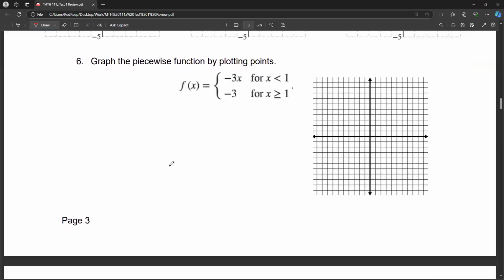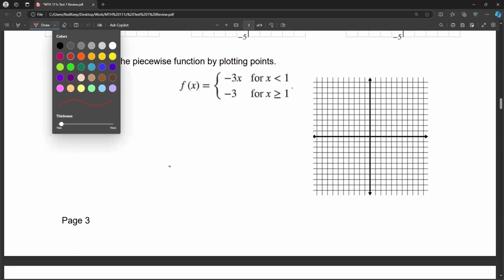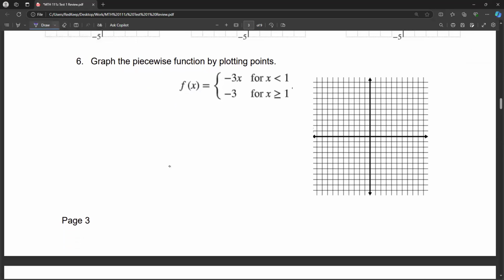Okay, so question 6 asks us to graph the piecewise function by plotting points. Okay, let me go ahead and switch my color of my ink here. So this kind of feels familiar, right, to I think a question that we had above. And so what I think we should do here, right, is possibly come up with a table of values, right? Let's go ahead and do that. That might seem familiar to you. This might help us graph this function. So I'm going to say, well, the inputs are going to be x values, and the output is going to be whatever f of x is when I plug in that x value.